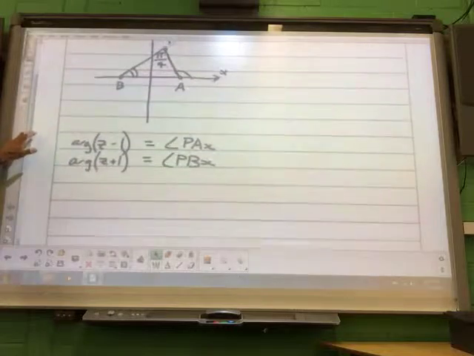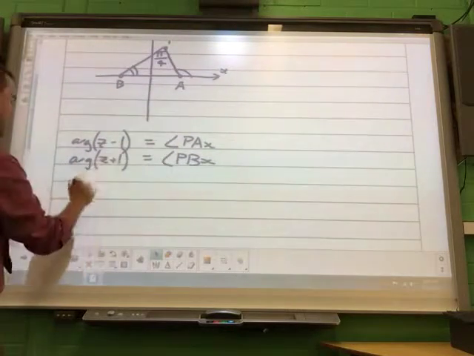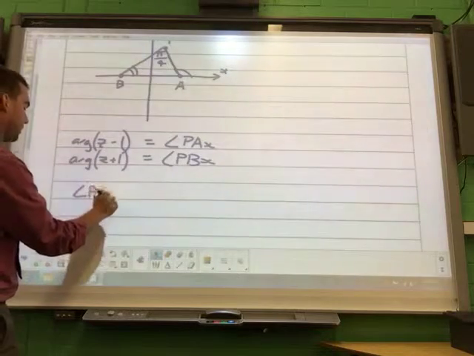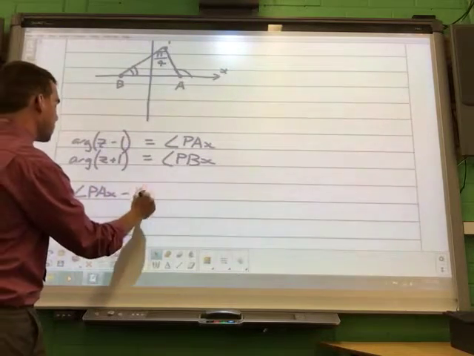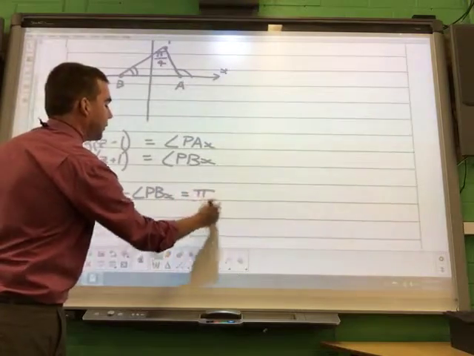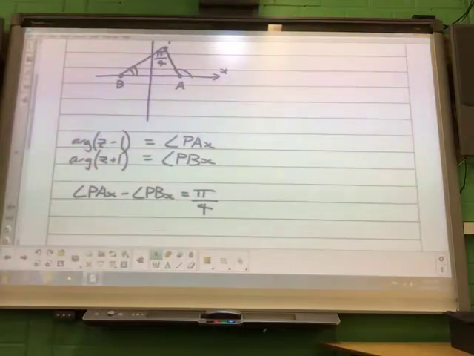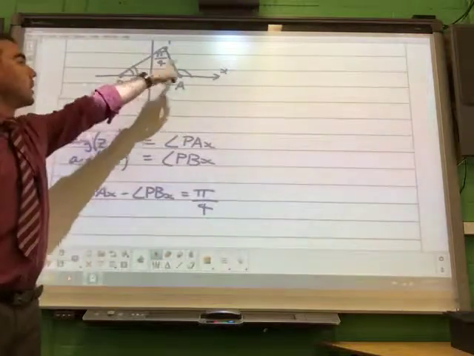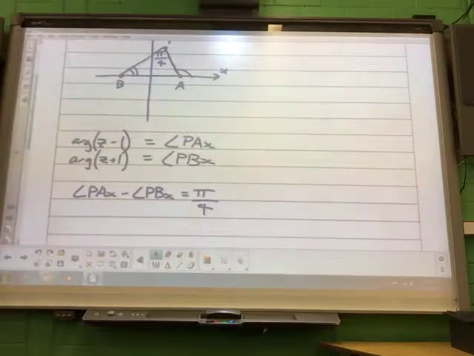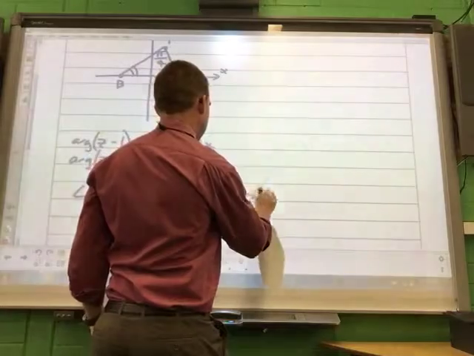So therefore, angle PAX take away angle PBX is pi on 4. It's a subtraction. If that plus that equals that, therefore that take away that must equal that. Exterior angle result.